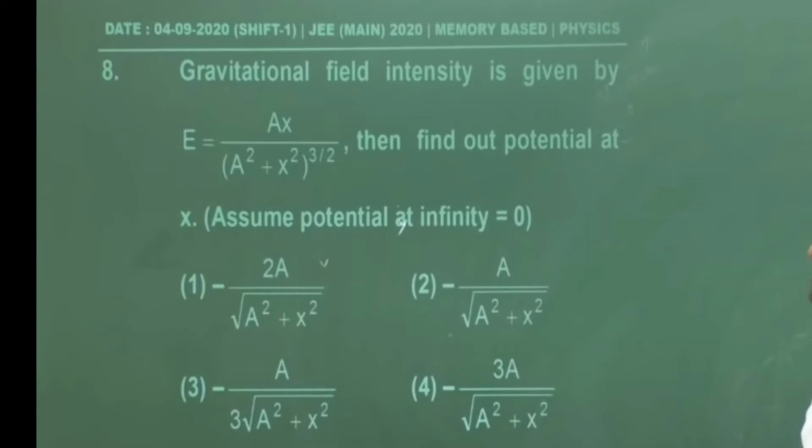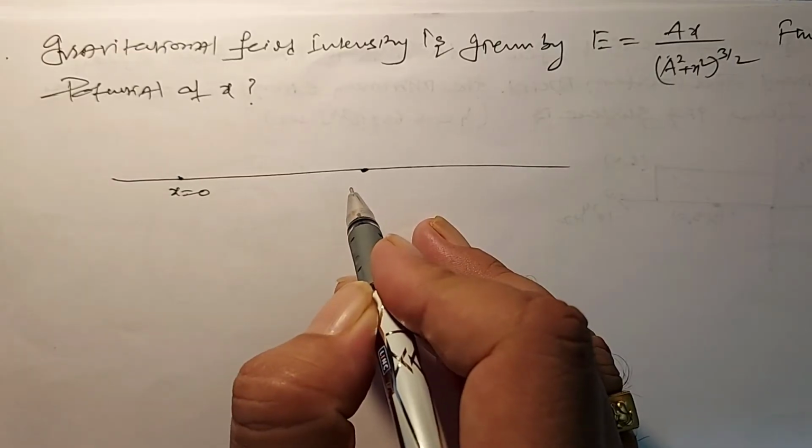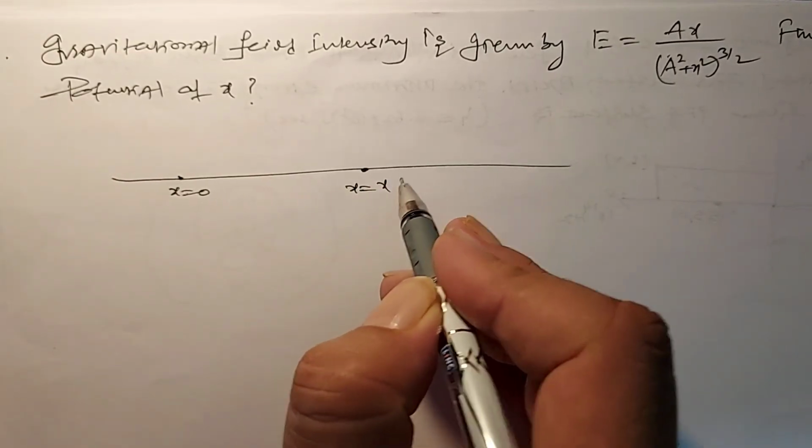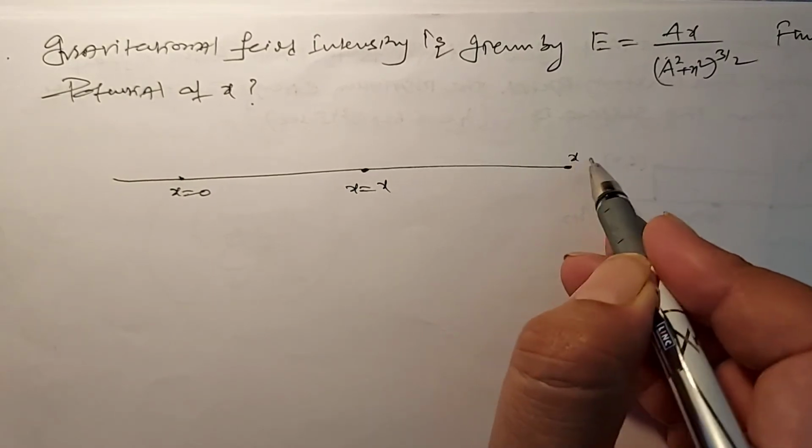Now let us discuss another question. Gravitational field intensity is given by E is equal to A into x by (a square plus x square) whole to the power of 3 by 2. Find out the potential at x. So here, this is x is equal to 0, this is x is equal to x, and this is x is equal to infinity.